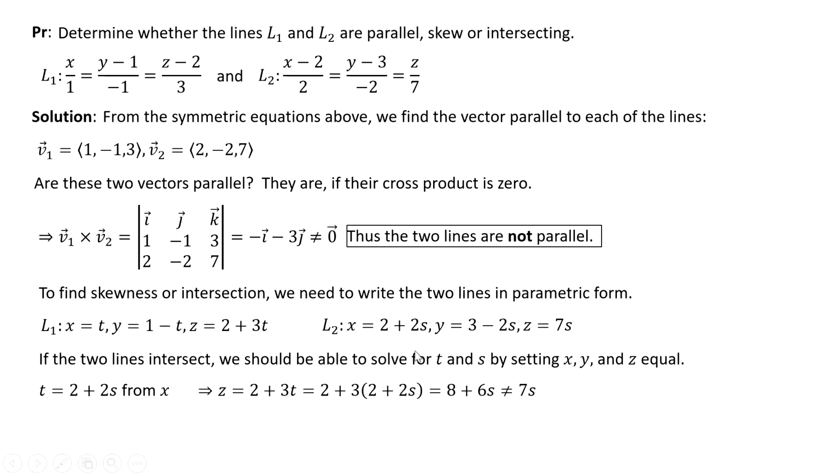Is 2 plus 3t equal to 7s? I don't know. Because one is in terms of t and then the other one is in terms of s. But if we express 2 plus 3t in terms of s, now we are comparing apples and apples. We can actually talk about whether or not 8 plus 6s is identically equal to 7s. And the truth is, nope, it's not equal. So that means these two lines do not intersect. That means, and we already established that they are not parallel, so they must be skew.